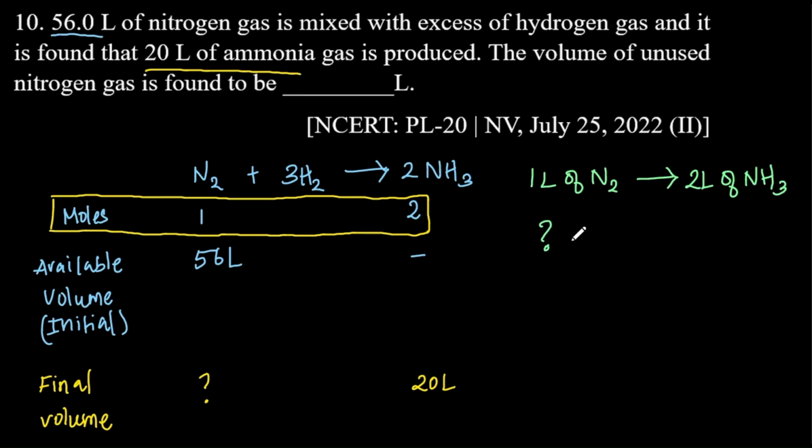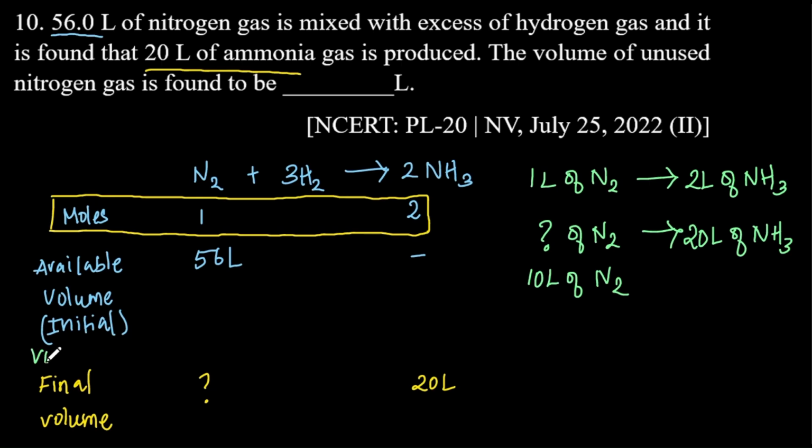Then how many liters of N2 will give? In product we are having 20 liters, no? So we are going to equate with that. How many liters of N2 will give 20 liters of NH3? As you can clearly see, the volume is doubled in the product. 1 liter of N2 gives 2 liters of NH3, then it is obvious that 10 liters of N2 is going to give 20 liters of NH3. So here the volume used for the nitrogen gas is 10 liter.